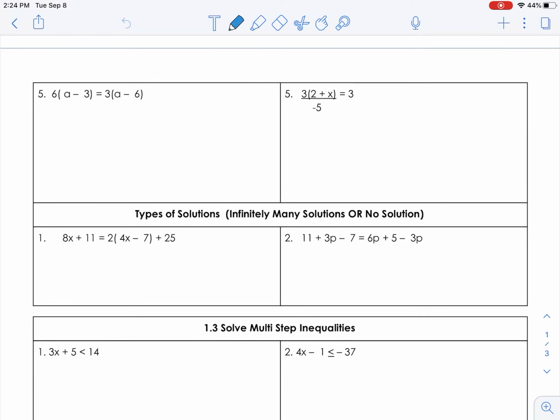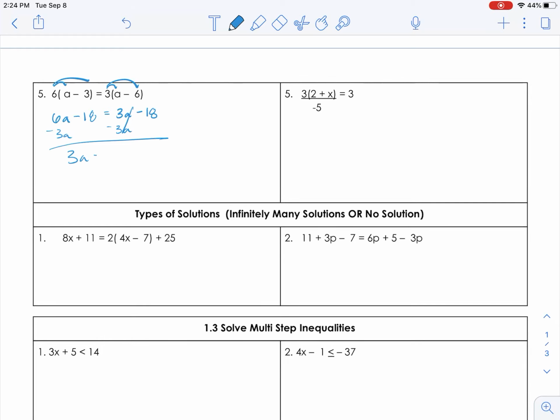For number 5, the first thing we're going to have to do is distribute. And we're going to have to distribute both of those, both sides of the equal. So we're going to do 6 times a is 6a, 6 times negative 3 is negative 18, equals 3a minus 18. If we move on to the next step, that would be moving our smallest variable.